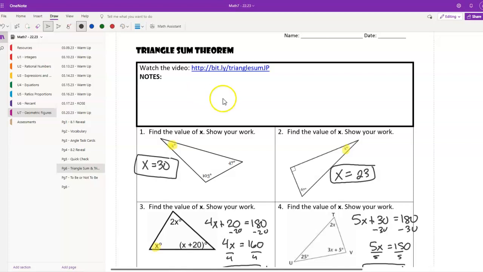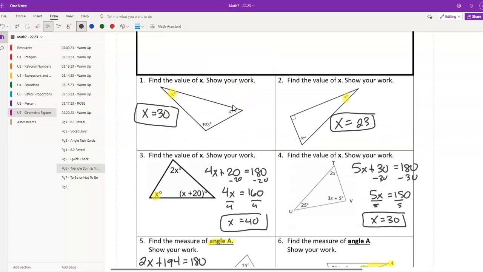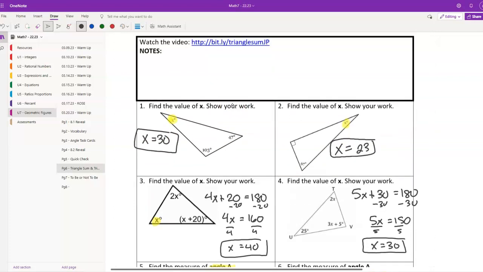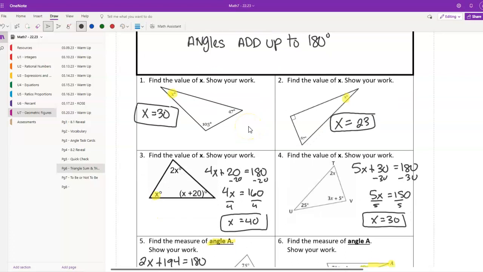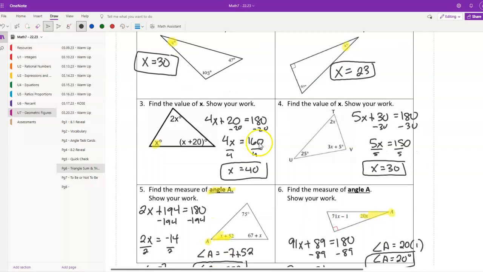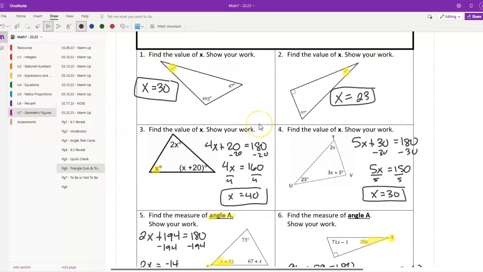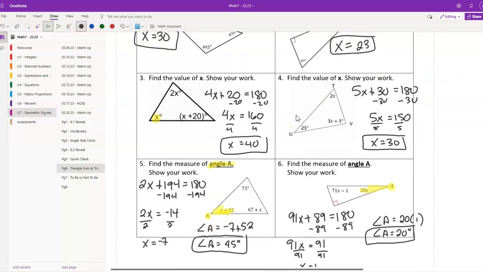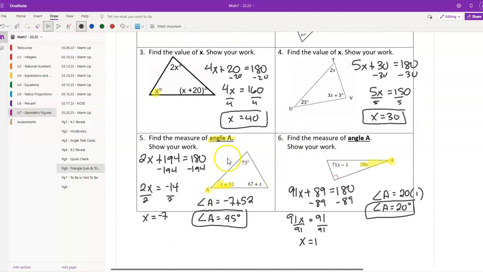All right, so here are the answers. Remember the triangle sum theorem was that the angles in a triangle add up to 180 degrees. And so we could write equations to find that missing value. Just make sure that you pay attention to what it's asking you to find. So find the value of x. That's all you needed for numbers 1 through 4. But watch out for 5 and 6 because it said find the measure of angle A.